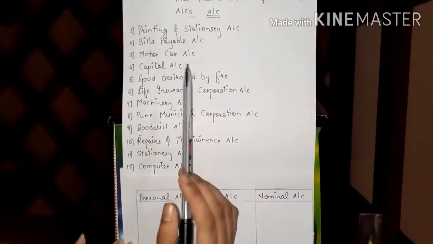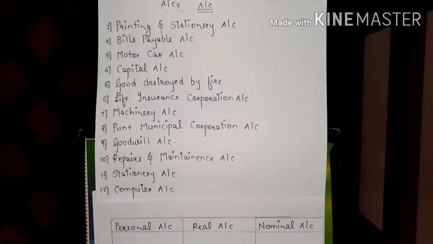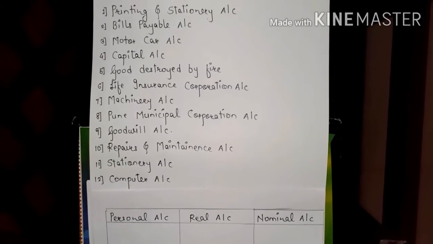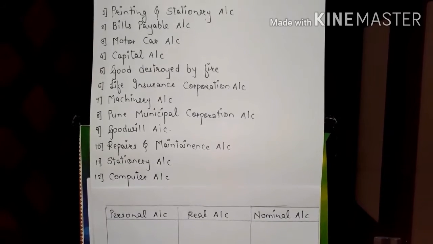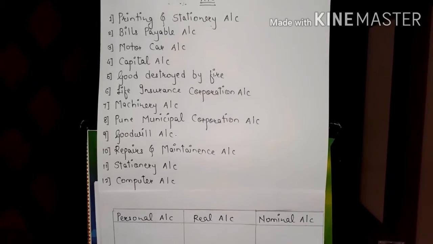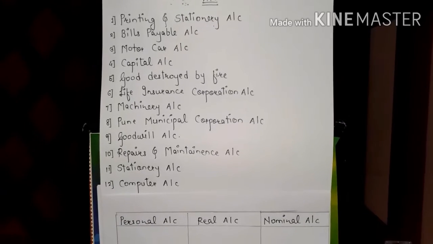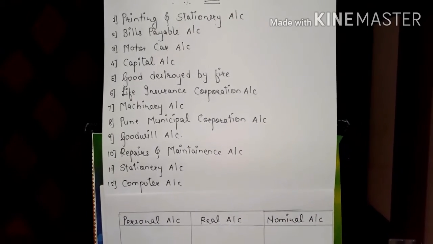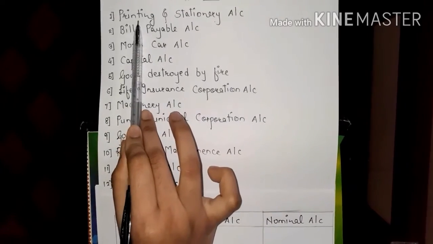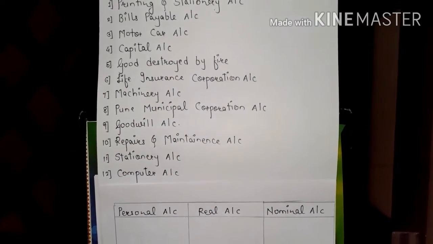Now let's take the first item, printing and stationery account. Let's just imagine we own a small business. Our business is making packets, packets of some products. For making those packets, we have to print something on them. This account is related to that, printing and stationery account. That is, we will have to print some words on that packet.